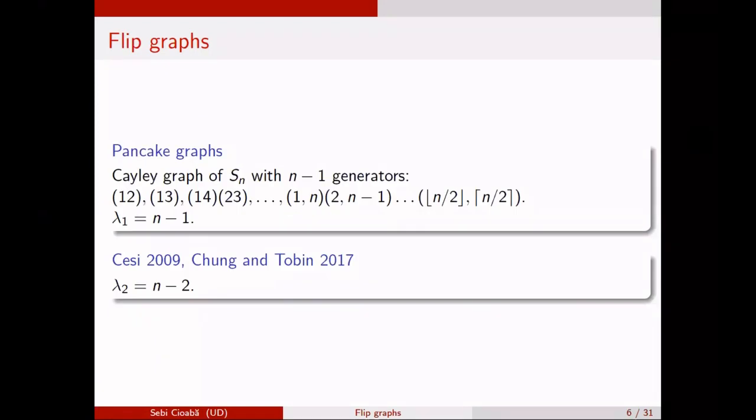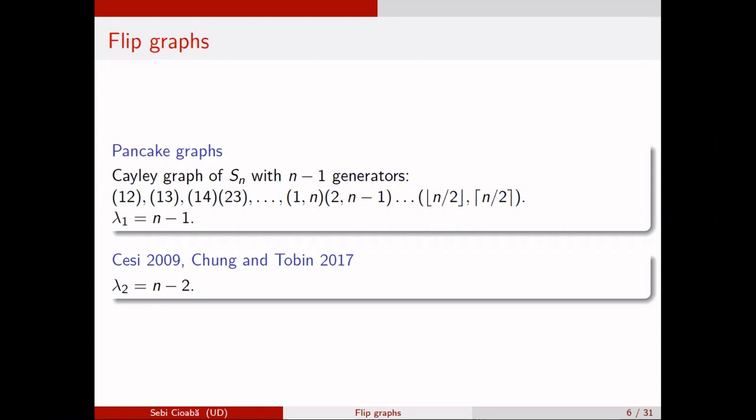Now, as I mentioned earlier, the pancake graph is a Cayley graph of the symmetric group on n elements with n-1 generators, and I listed them there. It's the transposition (1 2), or the transposition (1 3), where you flip the first 3 positions and the one in position 2 stays the same, or you flip 1 with 4 and 2 with 3, and so on. And the last one is 1 with n, 2 with n-1, and what you do in the middle depends on the parity of n.